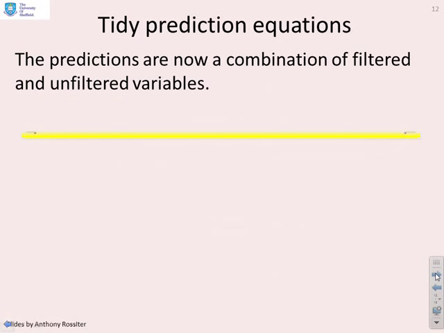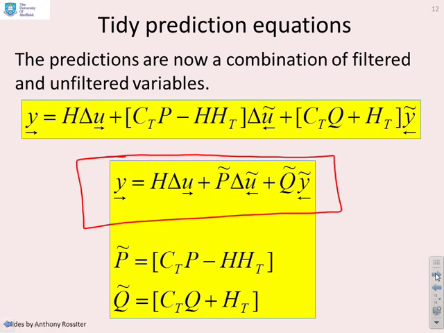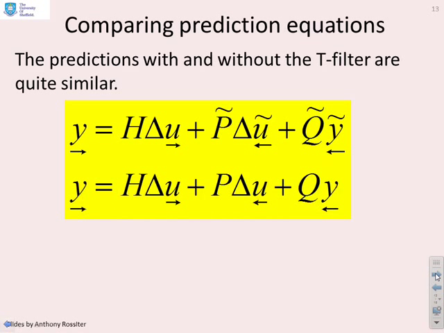So now if I tidy it all up and see what we've got, then you can write that the predictions are given by this expression here. So y future equals H delta u future, same as before, but you notice I've now got this P tilde delta u tilde past plus Q tilde y tilde past, where P tilde and Q tilde have these expressions down here. So I've got nice compact expressions for my predictions.